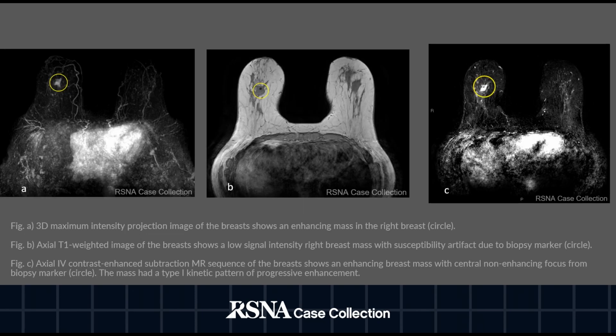This is the patient's pre-surgical breast MRI. The left image is a 3D maximum intensity projection image of the breast, and the right image is an axial contrast-enhanced subtraction MR sequence of the breast. Both of these images show an enhancing breast mass within the right breast. The mass had a type 1 kinetic pattern of progressive enhancement. The middle image is an axial T1 weighted image of the breast, showing a low signal intensity right breast mass with susceptibility artifact due to the biopsy marker.